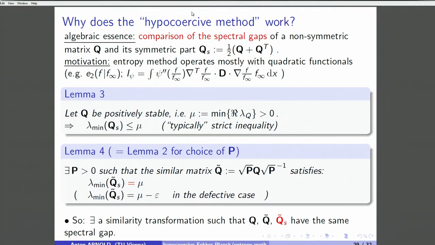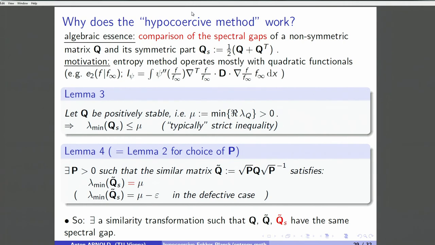There exists a positive definite matrix P, which will give me a similarity transformation of my matrix Q with the square root of P. In such a way, of course, this transformed matrix Q tilde has the same spectrum as Q. But in such a way that when I now look at the smallest eigenvalue of the symmetric part of this transformed matrix, I don't lose on the spectral gap.